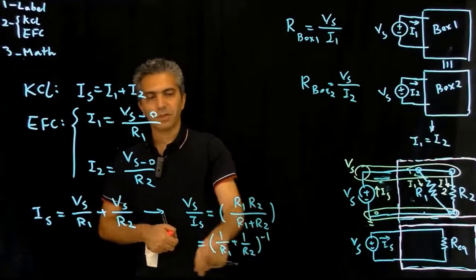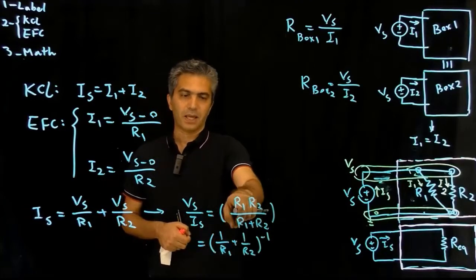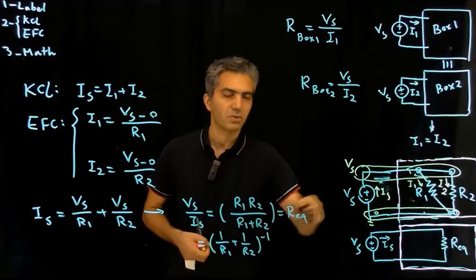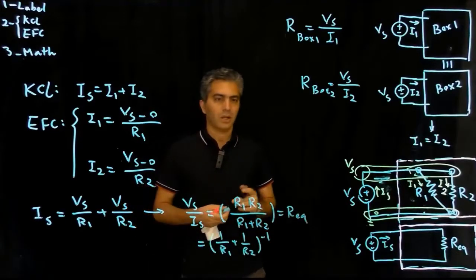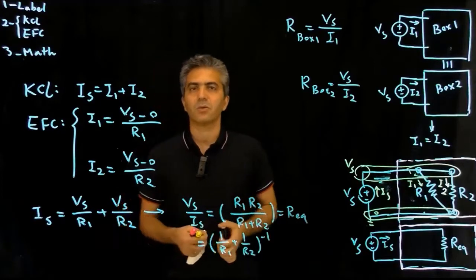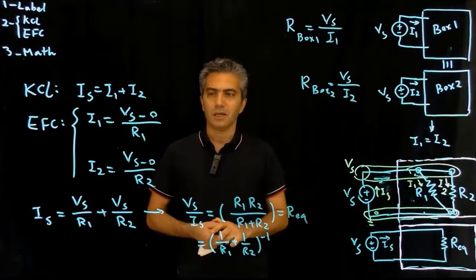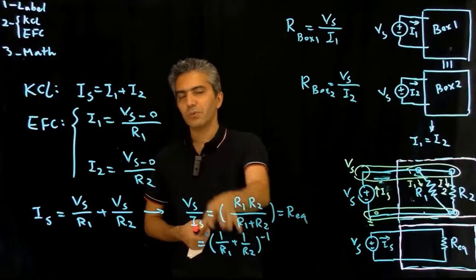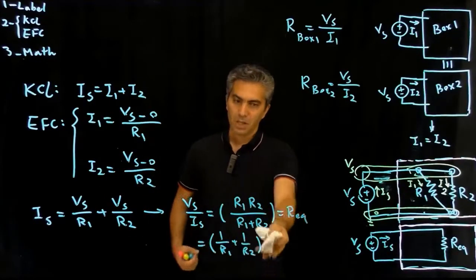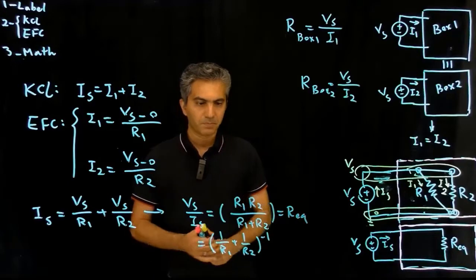Most likely you remember this equation, and this is the equivalent resistance of these two resistors in parallel to each other. You have most likely seen this in other courses that you have taken, but if you didn't know how to prove this equation, there you go. You just do circuit analysis using the same algorithm, and you end up getting this.